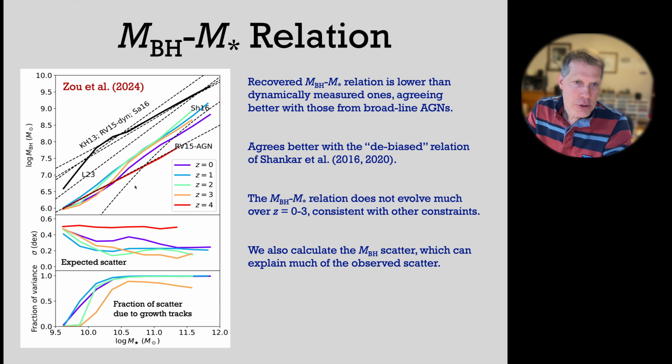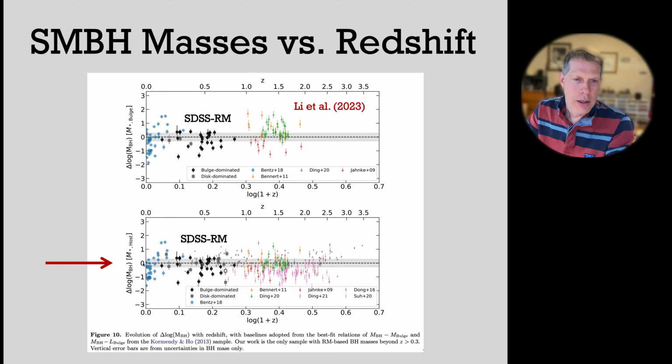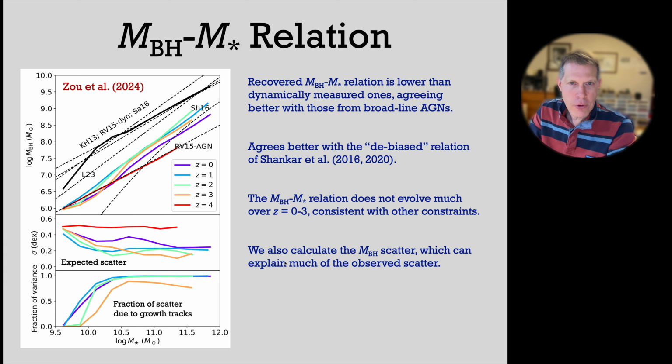We also find, as you can see, that the black hole mass stellar mass relation also does not evolve much over the redshift range from 0 to 3. And that's consistent with other constraints. You can see that here in this lower panel. Again, these are measurements from the Sloan Digital Sky Survey Reverberation Mapping Project. And in this lower panel, the black hole mass is shown as a function of total galaxy host mass, and that also doesn't seem to evolve much with redshift, rather consistent with what we find from our simulations.